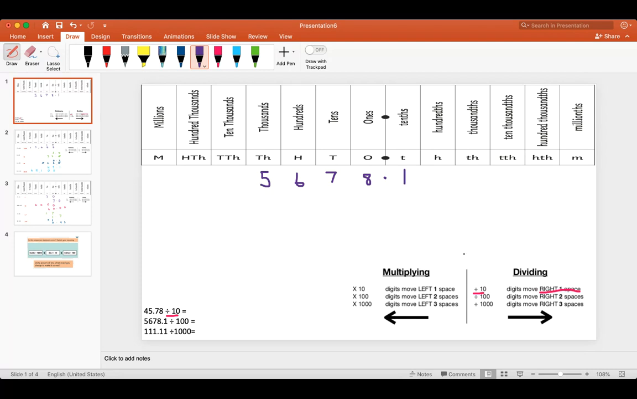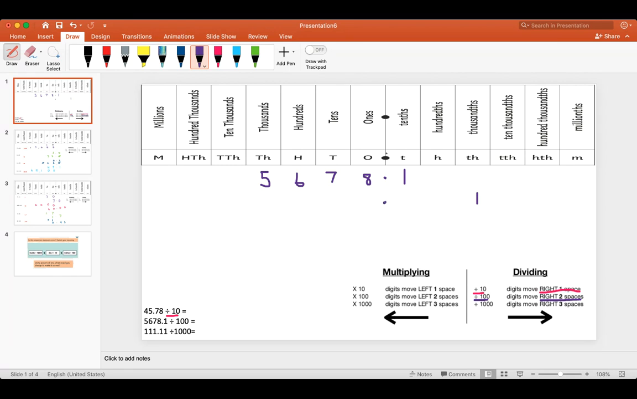Now remember, when we're dividing by a power of 10, we need to look at how many spaces we need to move each digit. So we're dividing by 100, and now we're moving right 2 spaces. So we're going to move each digit 2 spaces to the right. So the 1 is going to go in the thousandths. Decimal point stays the same. Remember, it's the digits that move.